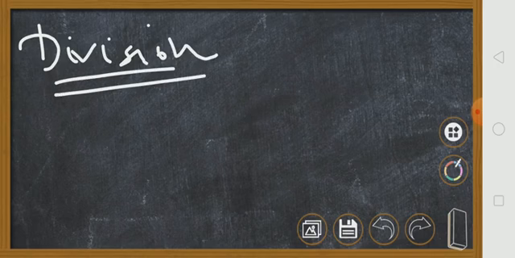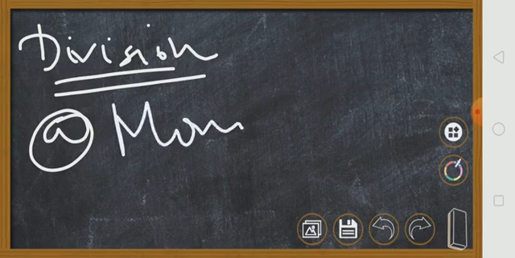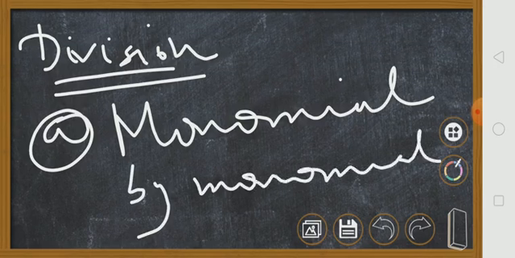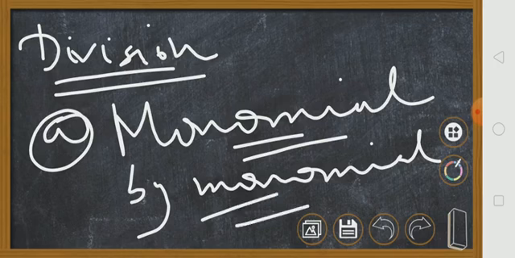So how do we do the division? First one we have monomial by monomial. Division is monomial divided by monomial. Is it clear? Monomial by monomial. So how do we do this?